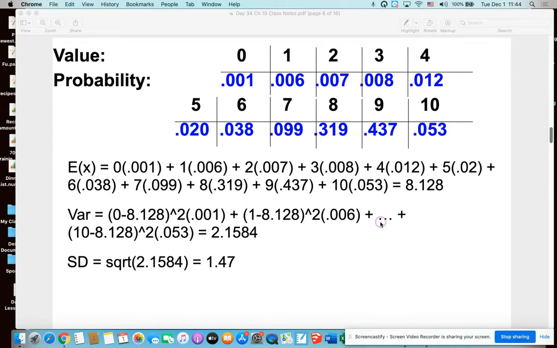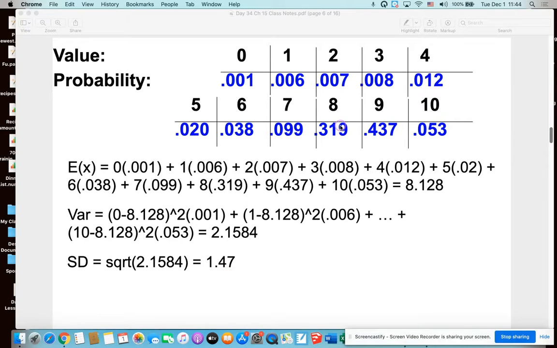So you do them all. I just did a little dot, dot, dot here because I didn't need to write them all out. I showed you how it worked from the first, the second, and the last one. And then when you put all that together, you get a variance of 2.15. You take the square root of that, and you get a standard deviation of 1.47. So on average, most babies will be around 8.13 for their APGAR test, right about 8. And there's a standard deviation of about 1.5, right?